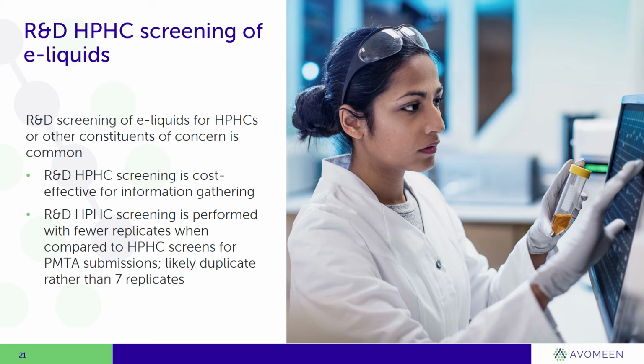R&D screening of e-liquids for HPHCs is a common concern. R&D HPHC screening is cost-effective for information gathering purposes. Generally, for the PMTA, 7 replicates of each test are required, meaning every test we do, we need to repeat 7 times. But with an R&D screen, testing is done once, twice, or possibly 3 times instead of 7 times.